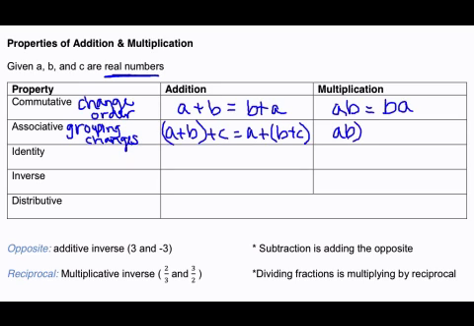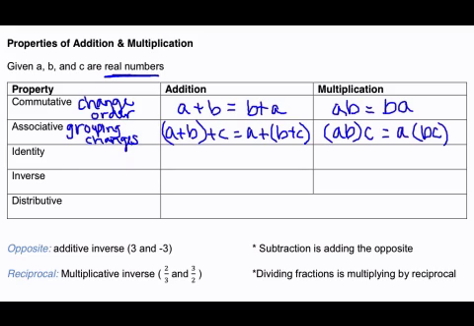We can multiply A times B first, and then multiply C times that. And that's the same as saying A times B times C. So again, the groupings don't matter for multiplication and addition. And again, that is the associative property.